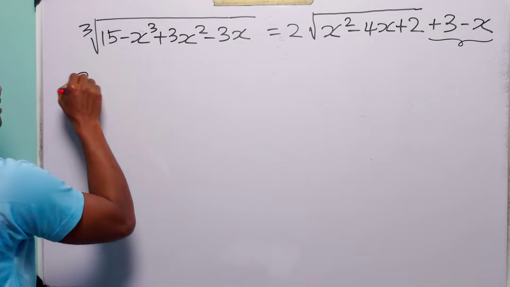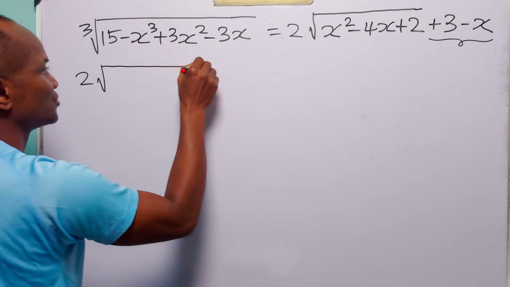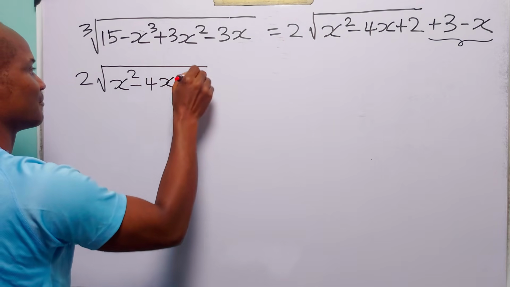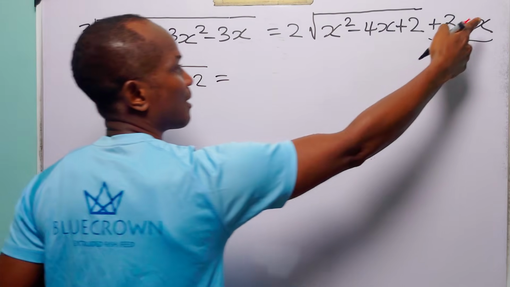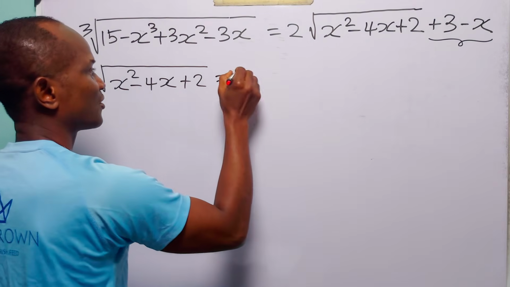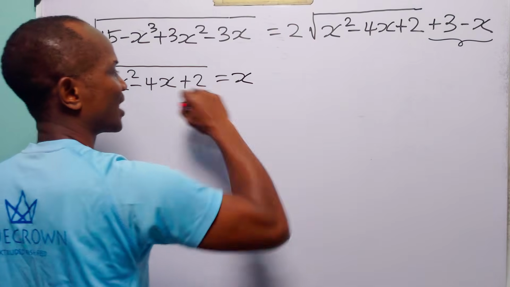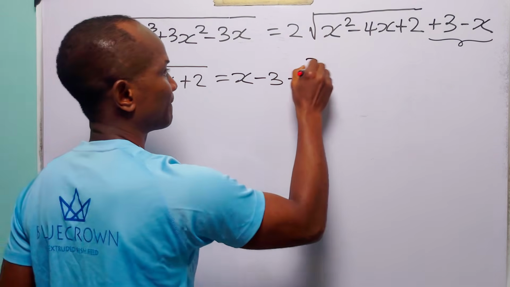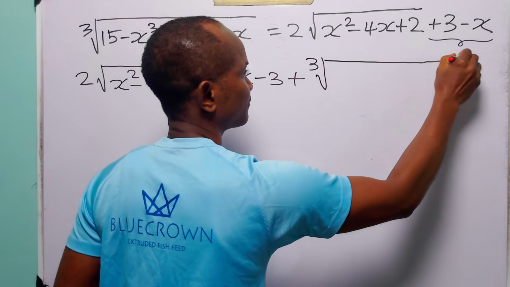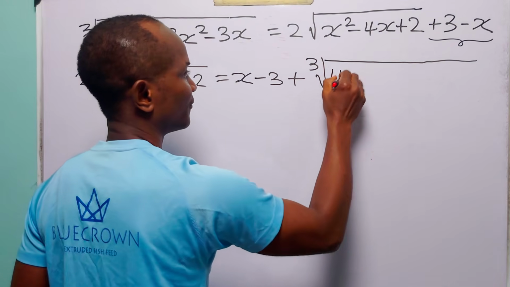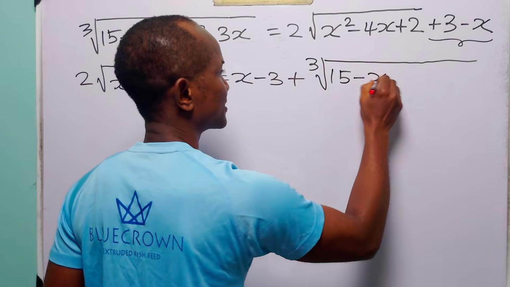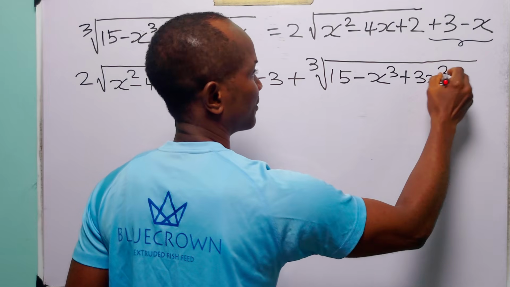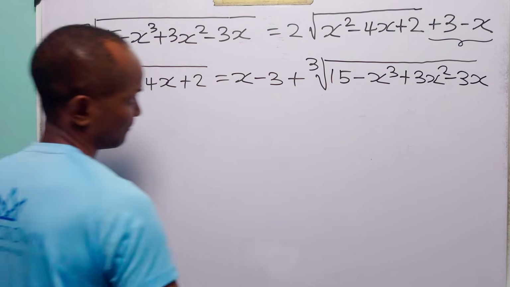So we have 2 times root x squared minus 4x plus 2 is equal to minus x moves over and becomes x. 3 moves over and becomes minus 3. Then, of course, we have the cube root of 15 minus x cubed plus 3x squared minus 3x.